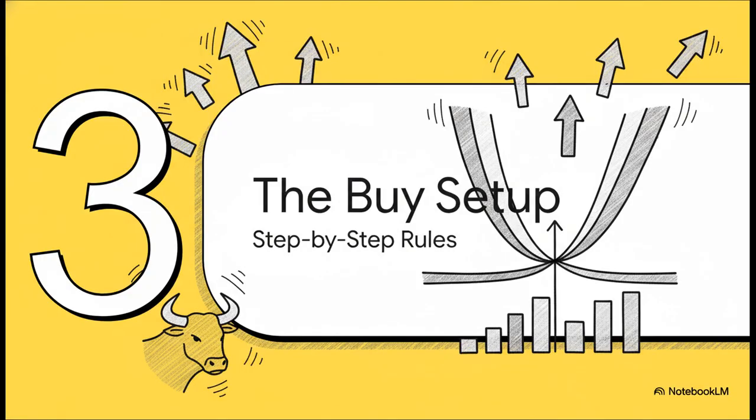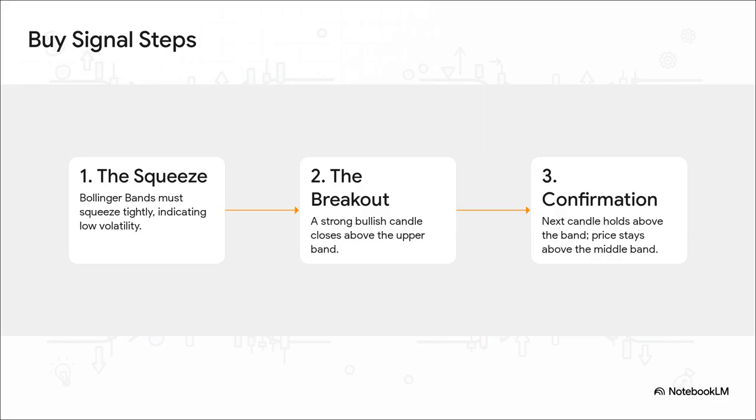Okay, time to get into the really actionable stuff. Let's start with the precise step-by-step rules for a long or a buy setup. The process is just 3 simple steps. Step 1, the squeeze. The market gets quiet, it coils up, it builds that energy. Step 2, the breakout. You get a big, powerful bullish candle that closes outside the upper band. That's the energy being released. And step 3, and this is crucial, the confirmation. The price has to hold its ground, proving that the big institutional buying is for real and not just a fake out.